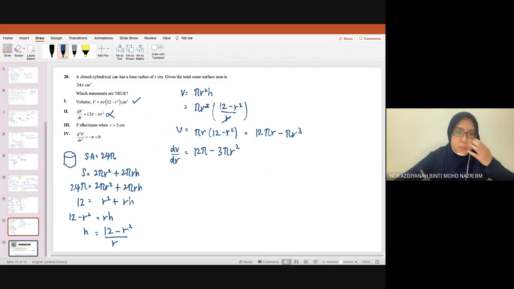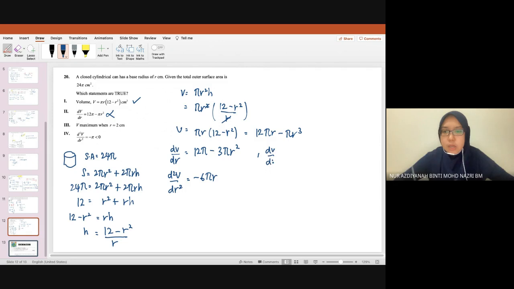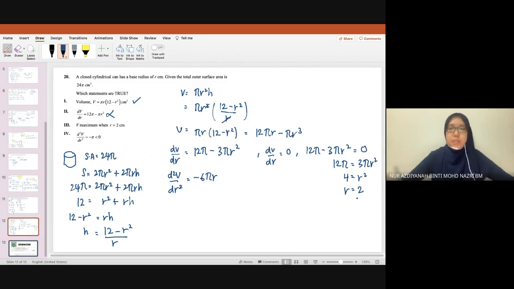Okay, kita tengok pula v maximum. Dia nak cari maximum, so kena buat second derivative. So our second derivative is gonna be, so 12 pi ni dah tak ada, negative 6 pi r. Do we check the value here? So when dv dr equal to 0, 12 pi minus 3 pi r square equal to 0. So what do we get here? 12 pi equals to 3 pi r square. So dapat 4 equals to r square. R is equals to 2. So when dv dr equal to 0, kita dapat r equals to 2.